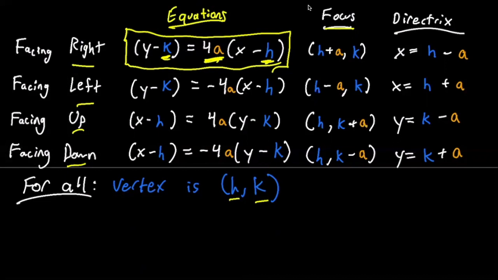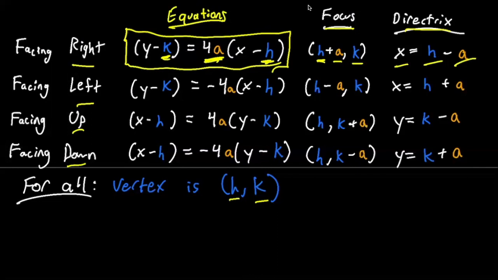And the a comes in handy when we look to the right at the focus and the directrix. So the focus is, in this case, going to be the h, so the x value of our vertex plus that a. And then the y value is k. The directrix is the equation of a line, so it's x equals, and then we take that x value of the vertex h and then subtract a.